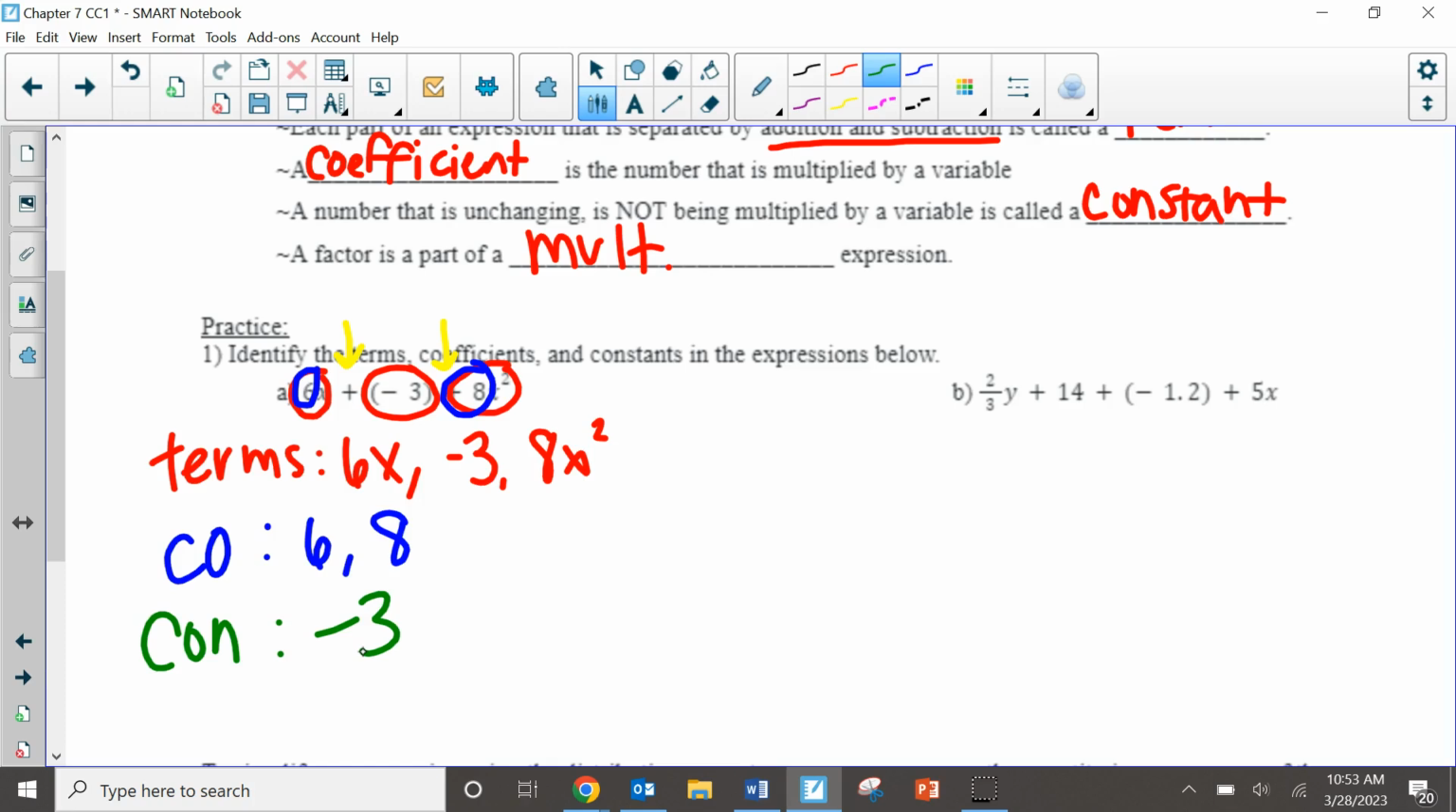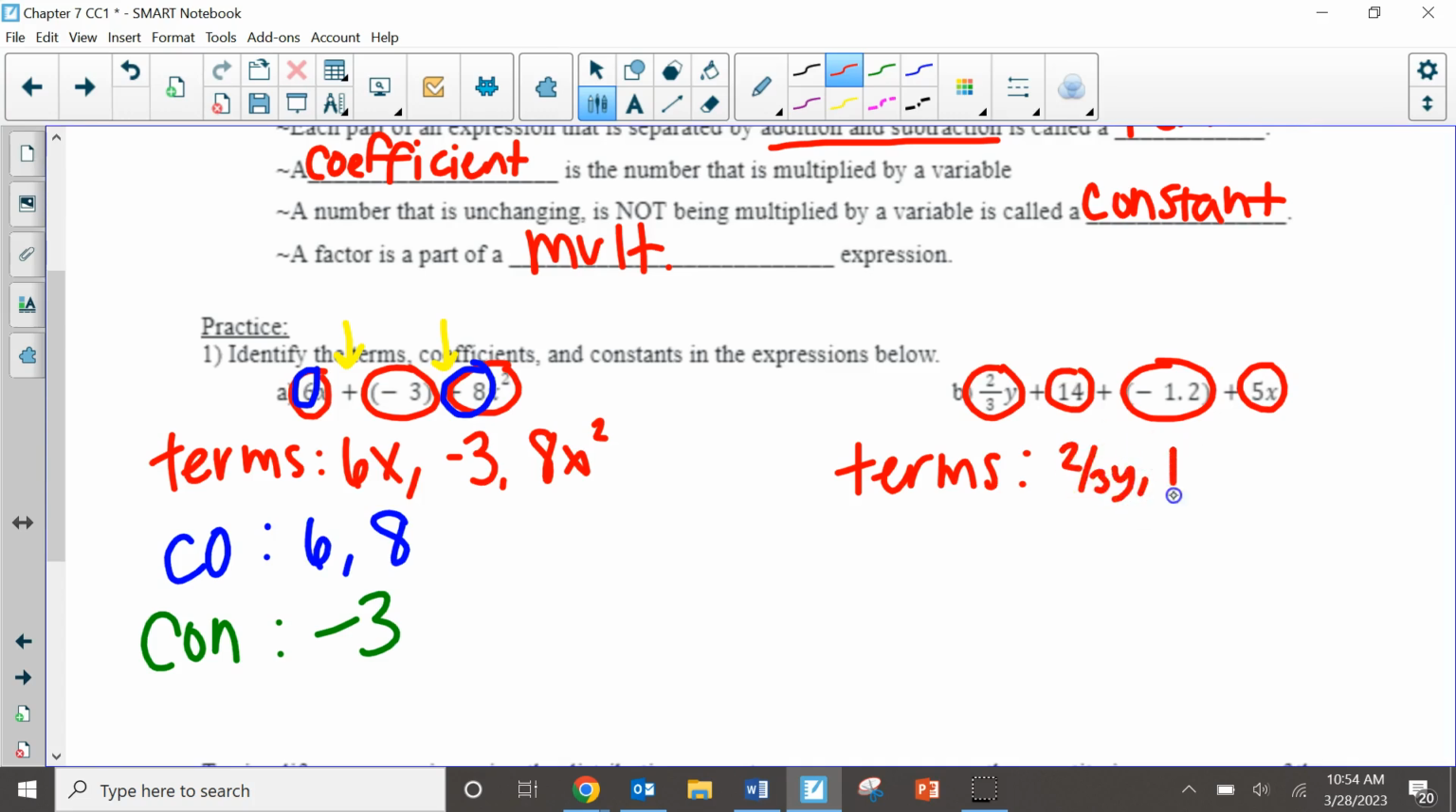Okay, so let's identify the terms. Again, building blocks of your expression, and they are separated by an addition or subtraction sign. So your terms, we have a 2/3 y, we have a 14, we have a negative 1.2, and we have a 5x. You can see each piece is separated by an addition sign, and it can be a subtraction sign, just happened to work out that way.